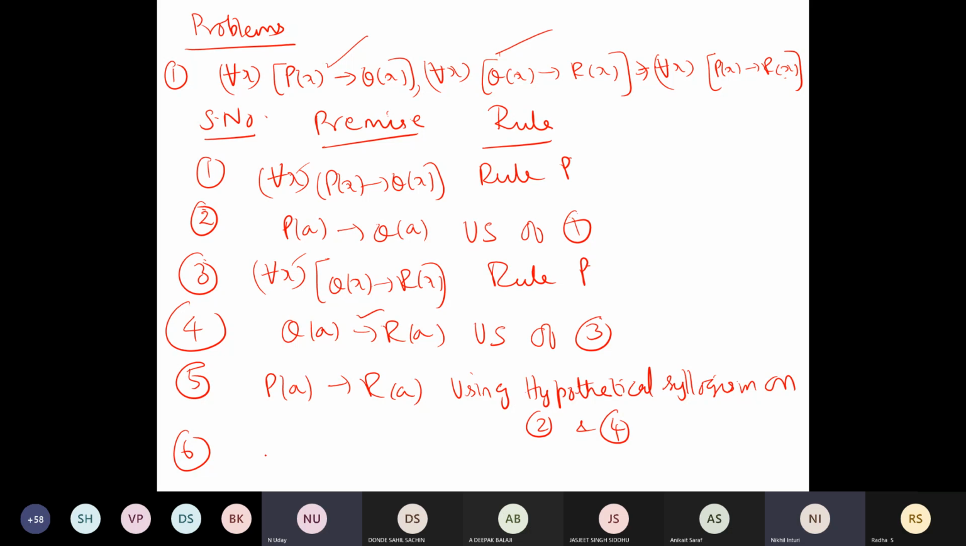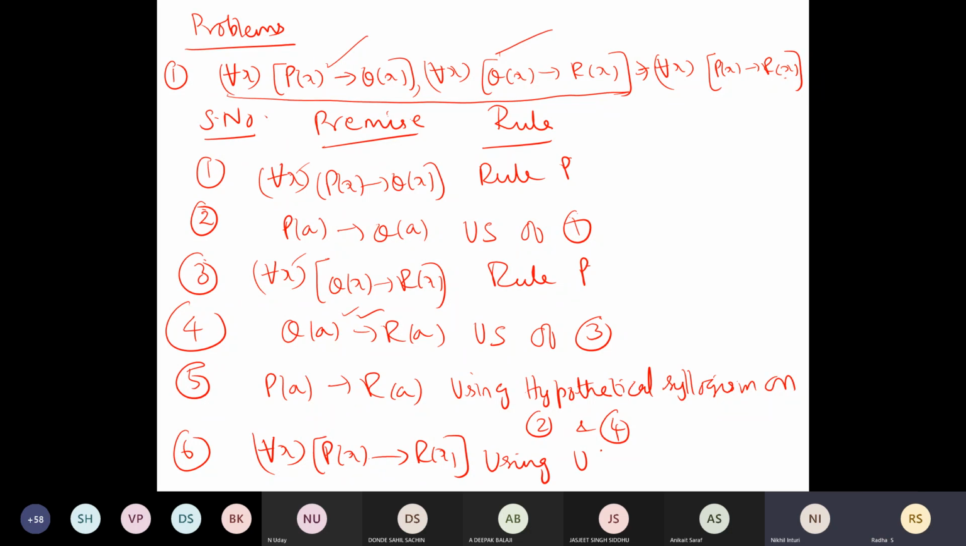Then using universal generalization on 5. With universal generalization, you have to be very careful. You know very well this A is already a random value. I'm not going for a specific value here. It is random. And moreover, according to the condition, A does not appear as a free variable in the given premises. It's not free, so you can use it. Since it is random, for all x, P of x implies R of x, using universal generalization.